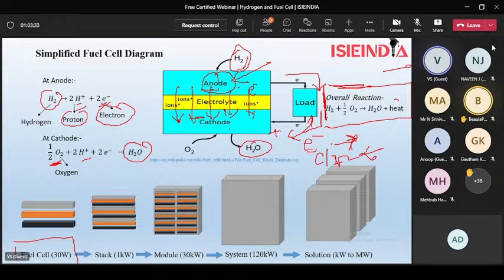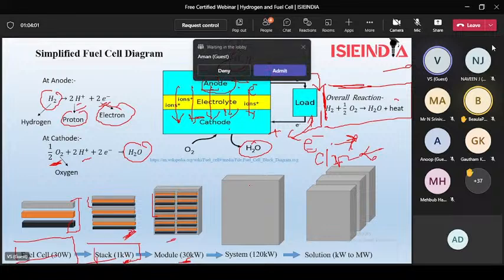a single fuel cell does not supply that much power. So what we do is connect them: suppose this is one fuel cell, now we connect 3 fuel cells. So it becomes a stack and the rating increases. The stacks combine to form a module and its rating increases, and then modules also combine, like one module can be placed here and here, and it becomes a system.